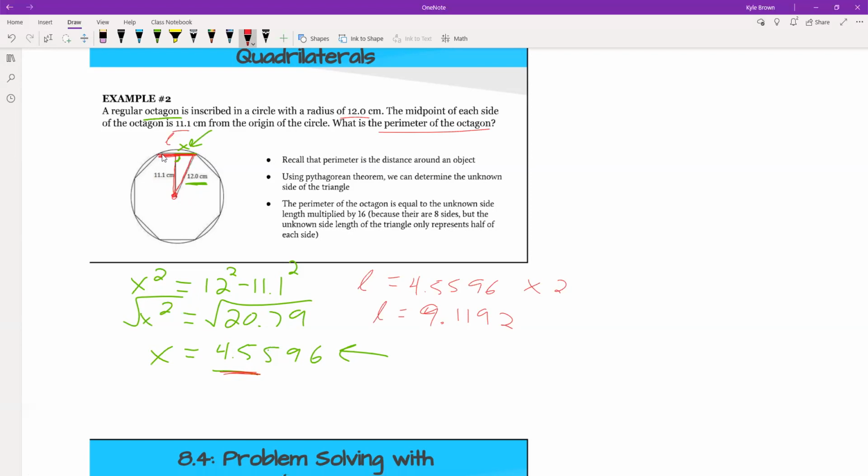And then the last thing to do: how many of them are there? Because it's an octagon, there are going to be 8. So now I just need to go that number times 8. I'll call that P for perimeter. So the perimeter is 9.1192 times 8. We get 72.95 and so on. But at this point I can round, because I'm at my final answer. I would round this right up to just 73. And sorry, that should have been centimeters.